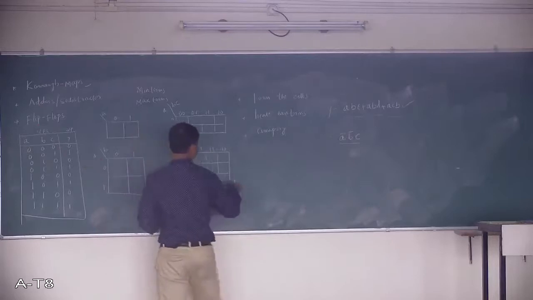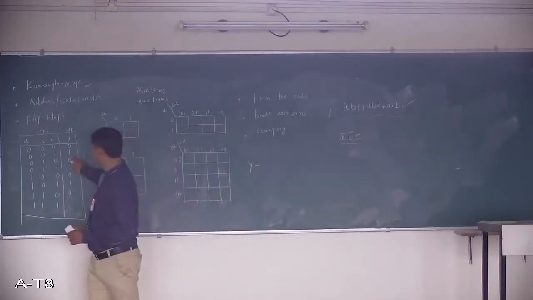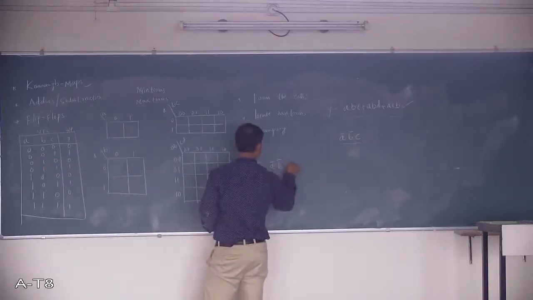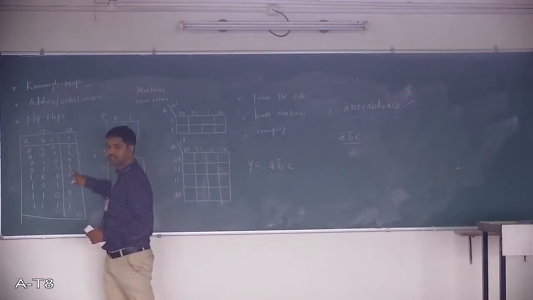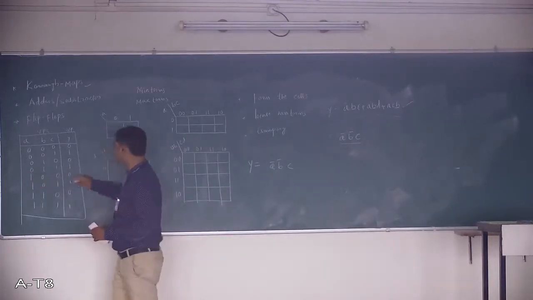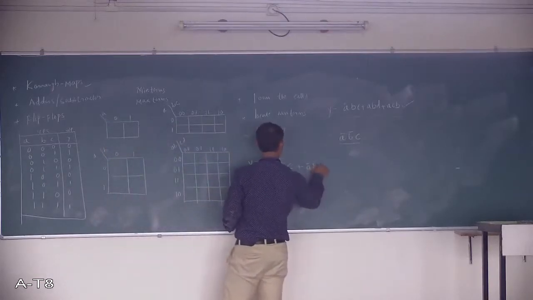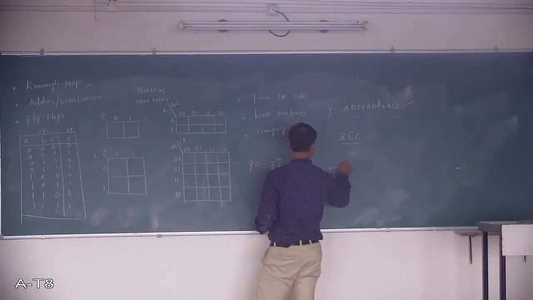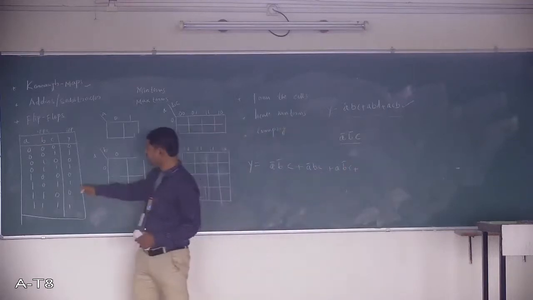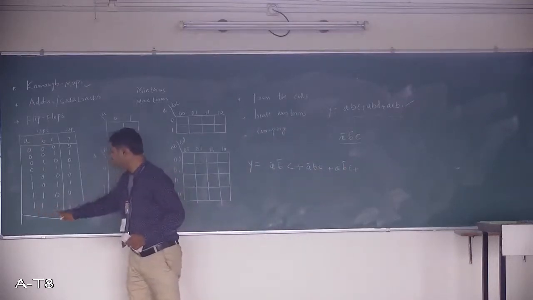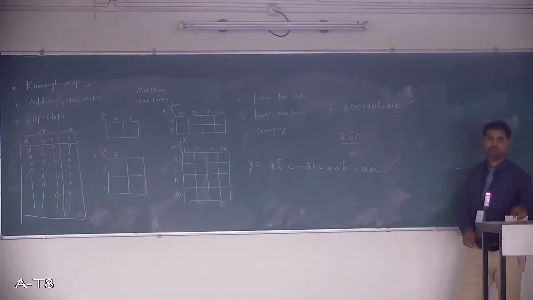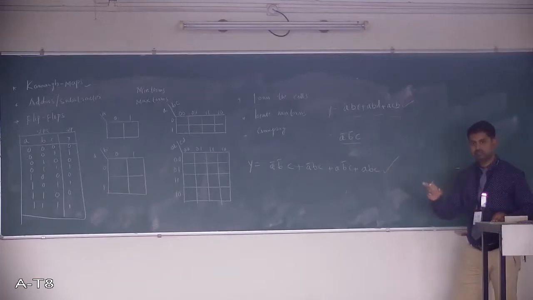Output y is 1 here, so it is A bar B bar C. Next, you have one more 1, it is A bar B C. Next, you have one more 1, it is A B bar C. Next, you have the last one, it is A B C. This is the output expression. I am writing using min terms, wherever output is 1.